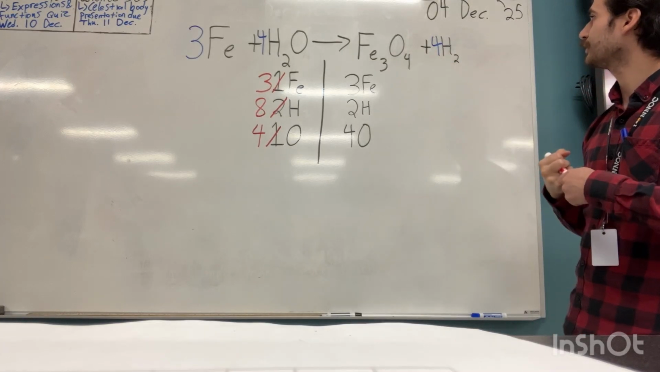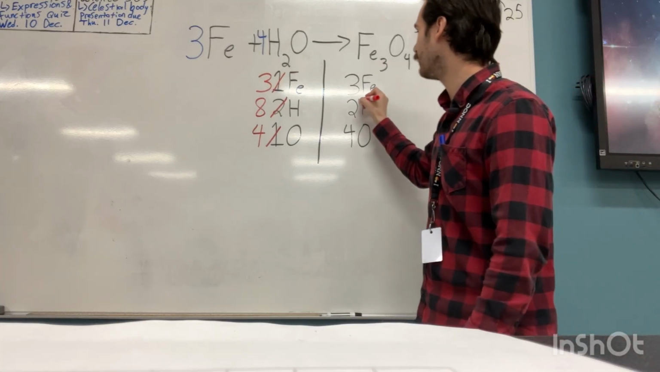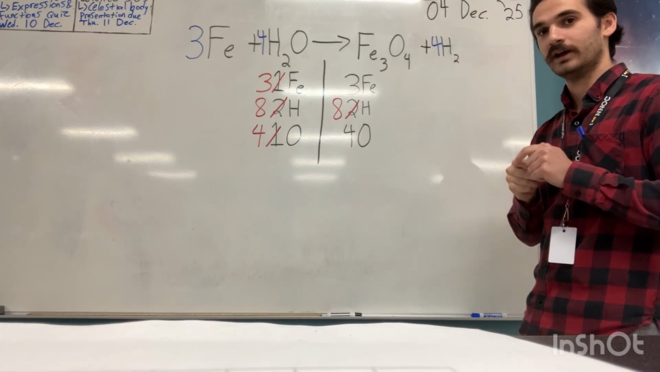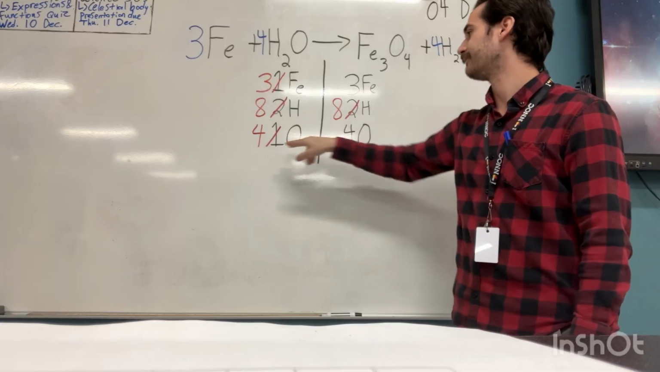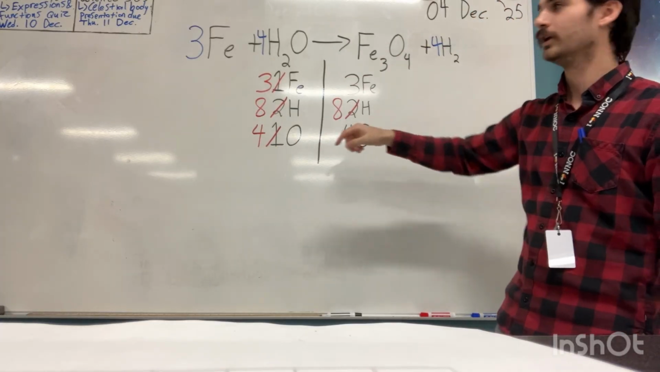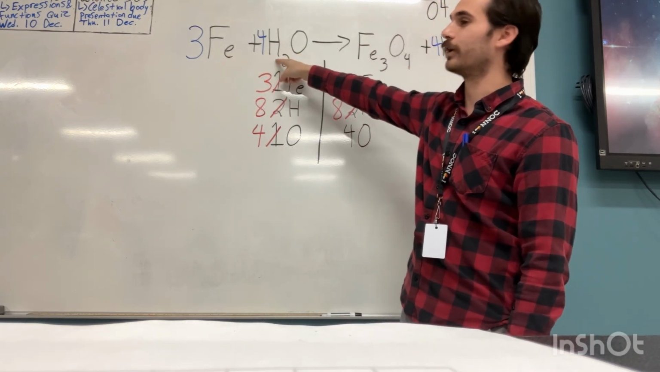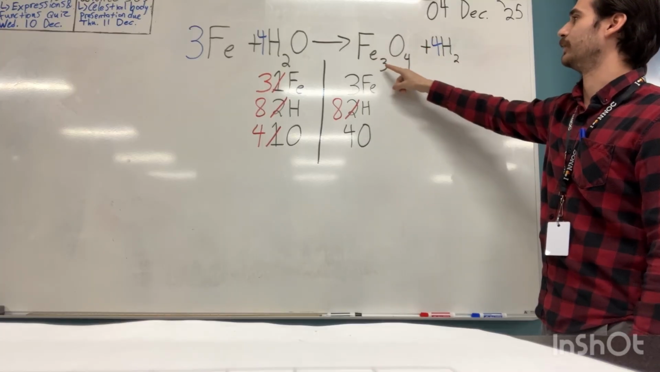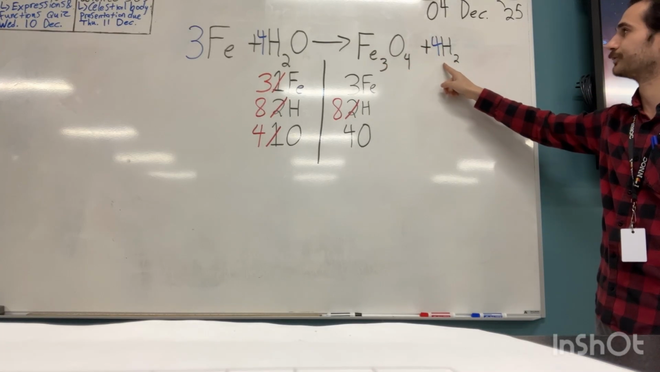Each H2 molecule has 2 hydrogens. If I have 4 of them, then I'm going to have 8 hydrogen atoms in total. And now I'm balanced. I have 3 irons, I have 8 hydrogens, and I have 4 oxygens. So this is my completed reaction: 3 iron atoms react with 4 water molecules to form 1 iron oxide molecule and 4 hydrogen gas molecules.